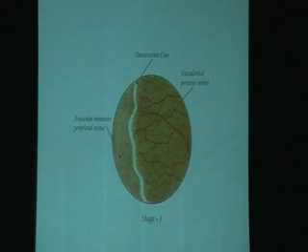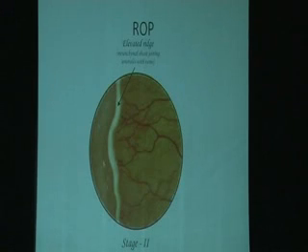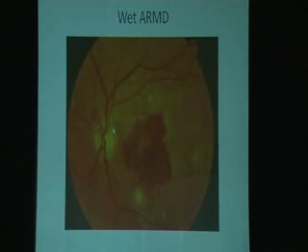So this is a diagrammatic representation: this is the avascular retina, this is the vascularized, this is the demarcation line. And when it is elevated, this is your ridge formation, stage 2. Okay, this is your wet ARMD. It's a neovascular membrane at the macula. I hope you all are clear. ARMD is a retinal disease or choroidal disease? It's a choroidal disease. Okay?